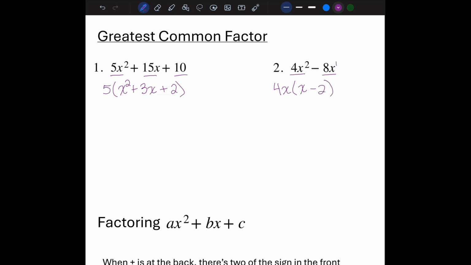Now, when you factor something out, essentially you're just taking it apart and dividing it out of what you originally had. If I were to multiply these back together, I should get what I originally had in my problem. So if I distribute the 5 and do 5 times x squared, I should get 5x squared. 5 times 3x, 15x. 5 times 2, 10. It should multiply back together to get what I had.